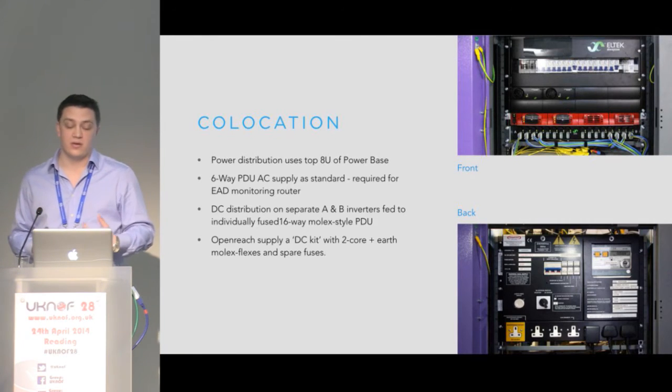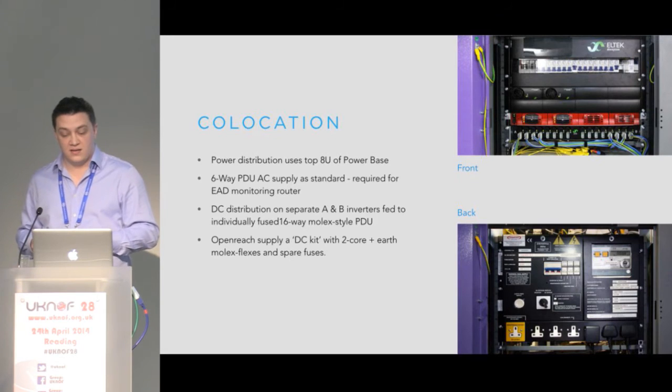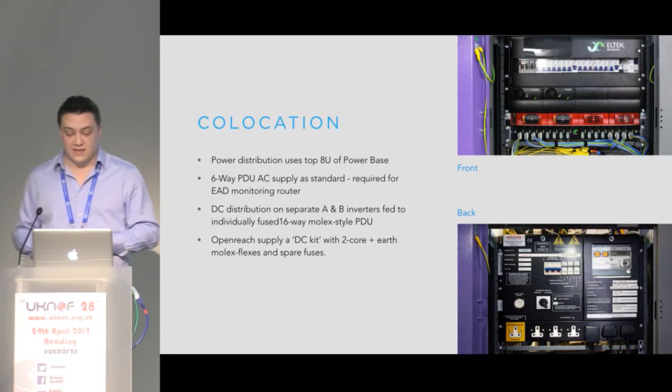You get a 6-way PDU at the back because BT have to provide a PDU in case you want access to EAD products and things like that. They have a Cisco router that monitors it. It's kind of handy having AC as well because there's normally something that you can't plug into DC.